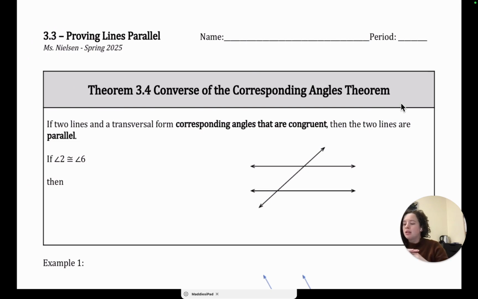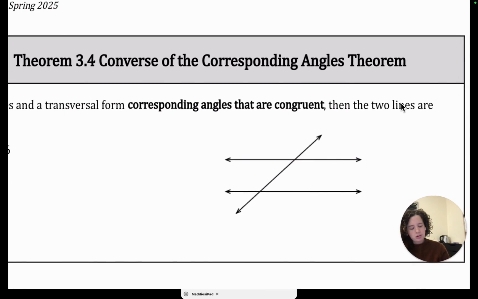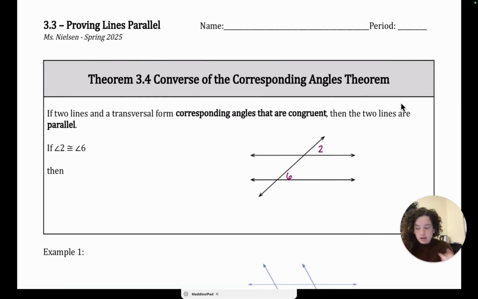So it says, if 2 lines and a transversal form corresponding angles that are congruent, then the 2 lines are parallel. This is just the reverse of the corresponding angles theorem that we talked about the other day in 3.2. So let's give ourselves an example. So let's label our angles here. We are told that if angle 2 and angle 6 are congruent, then we have to come up with the rest of that statement. I'm going to label my lines L and M because those are the best ones for some reason. It's always what your book labels them, right?